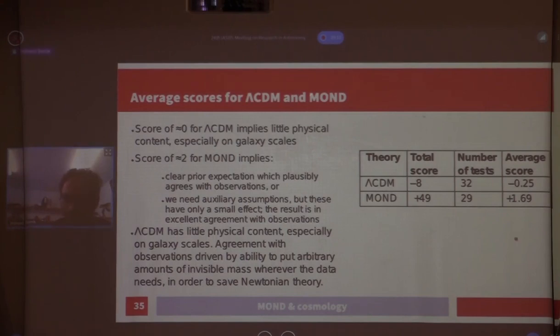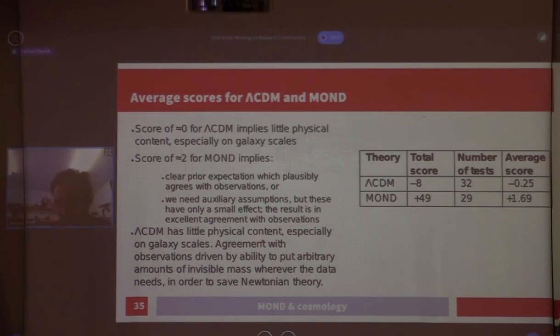So if we get the average scores then, for lambda CDM you get basically 0, while for MOND you get +2. 0 means the theory has basically little physical content. It's just how the amount of flexibility directly tells you how well the model agrees with the data. While a score of +2 implies that you have a clear prior expectation which plausibly agrees, or you need a few auxiliary assumptions. These don't affect the results much, and the result is in excellent agreement with observations.